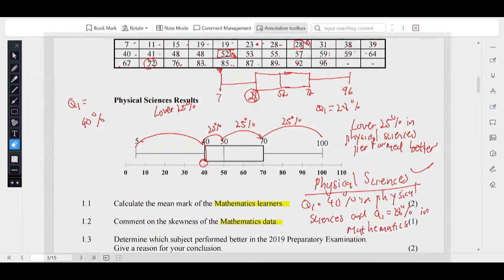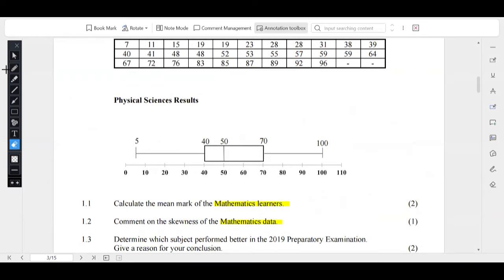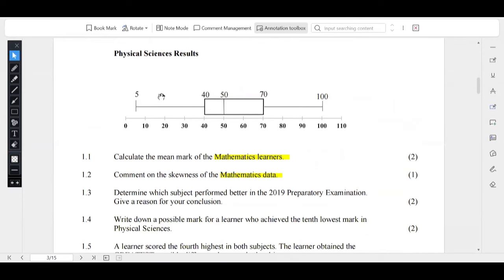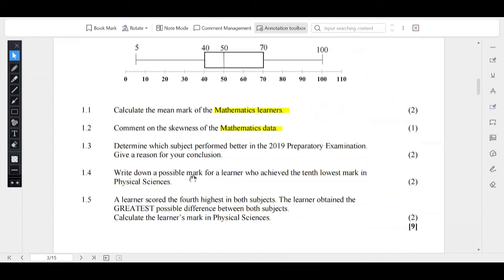Okay, so now let's check. We have 1.4. It says, write down a possible mark for a learner who achieved the 10th lowest mark in physical sciences. Now, how do you go about this one?